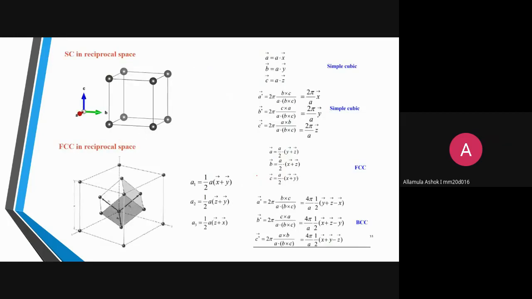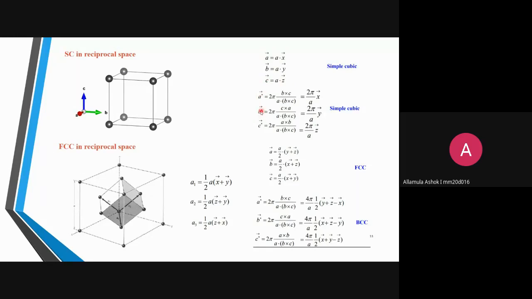So now, simple cubic in reciprocal space. This is the real space simple cubic structure. The simple cubic primitive cell and unit cell are the same because it has atoms only at the corners. The primitive unit cell vectors of simple cubic are a bar equal to a x bar, b equal to a y bar, and c equal to a z bar. And we define b1, b2, b3.